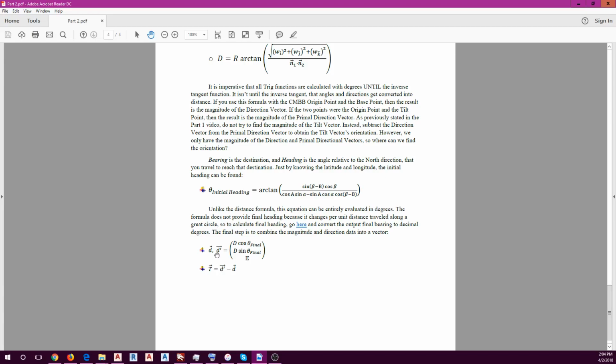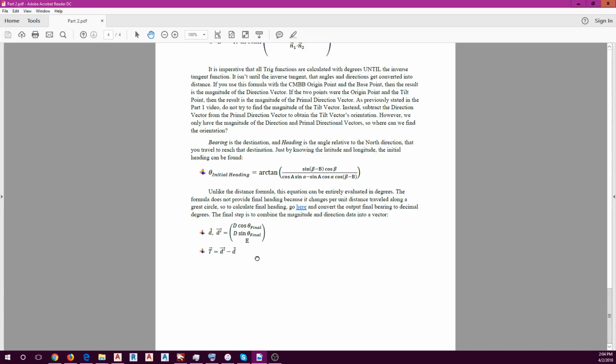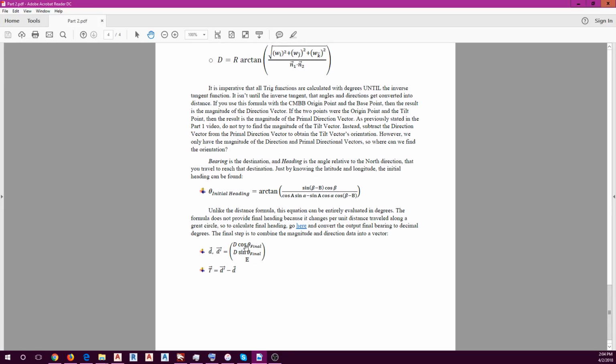And to calculate the tilt vector, you need both of these vectors in this completed form. And what you're going to do is subtract d from d prime. How you subtract vectors is you take the x component of the first vector and subtract it from the x component of the second vector. So the i component minus the i component, the j component minus the j component, the k component minus the k component. And notice that when you do that, you should not have an E as your tilt vector's final elevation.